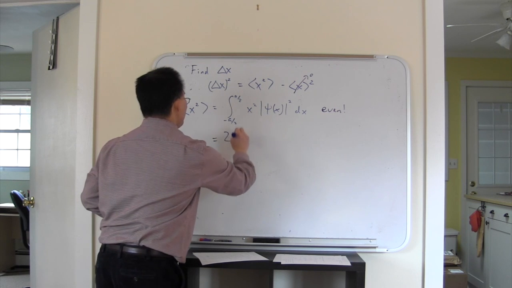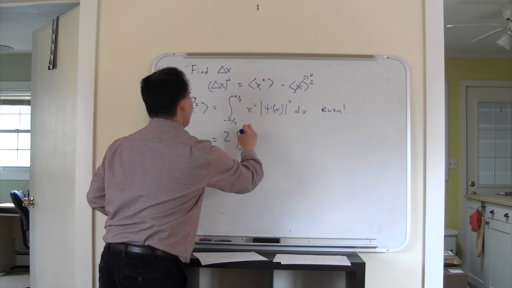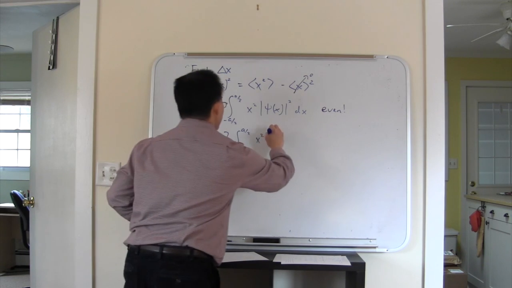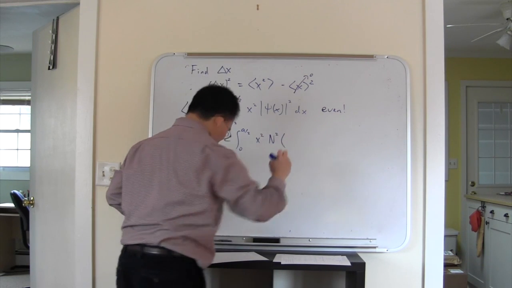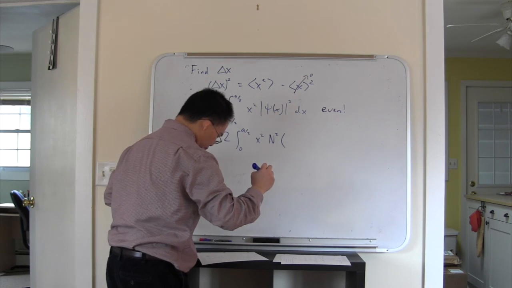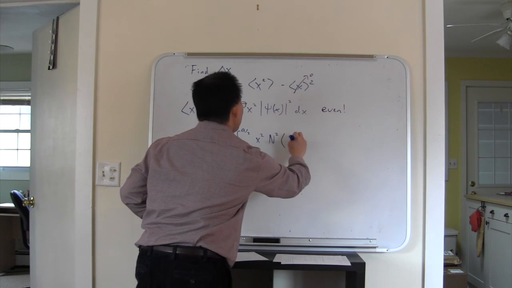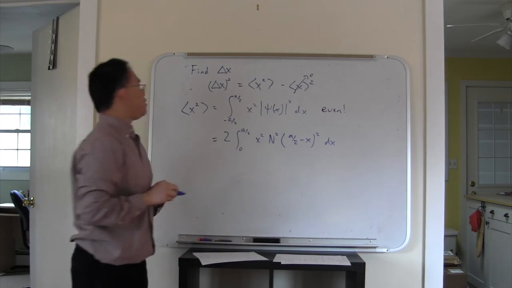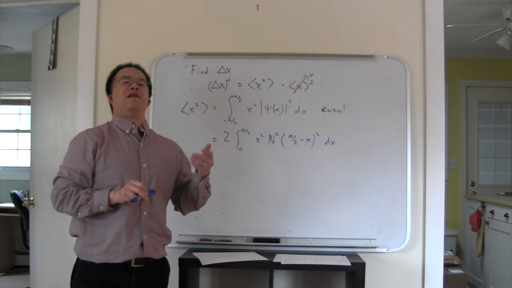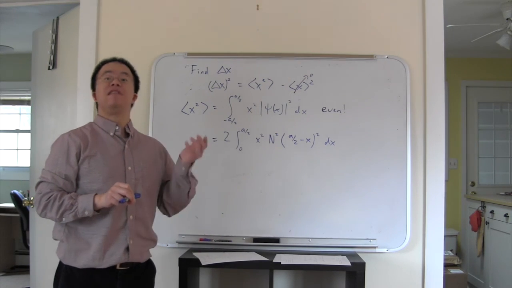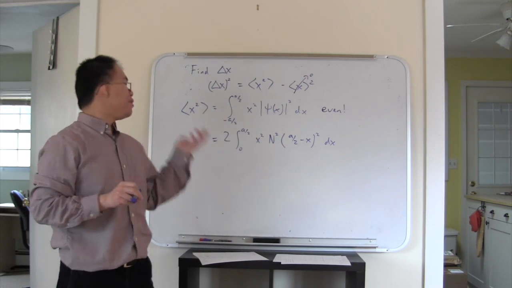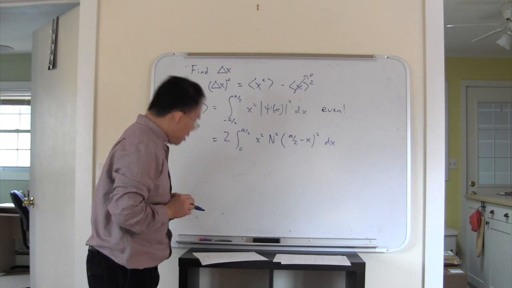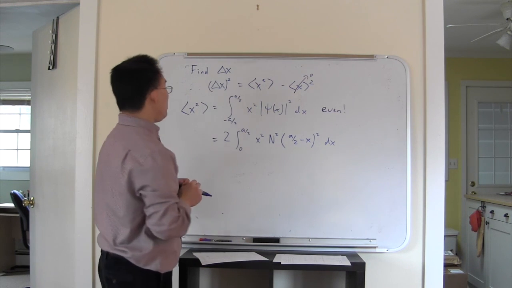So that gives me 2 times the integral from 0 to a over 2 of x squared, and now I can just put in n squared times (a over 2 minus x) to the power 1 to d squared dx. We've done all the physics. At this point, it's a matter of chugging through the calculus, so let's go ahead and do that.